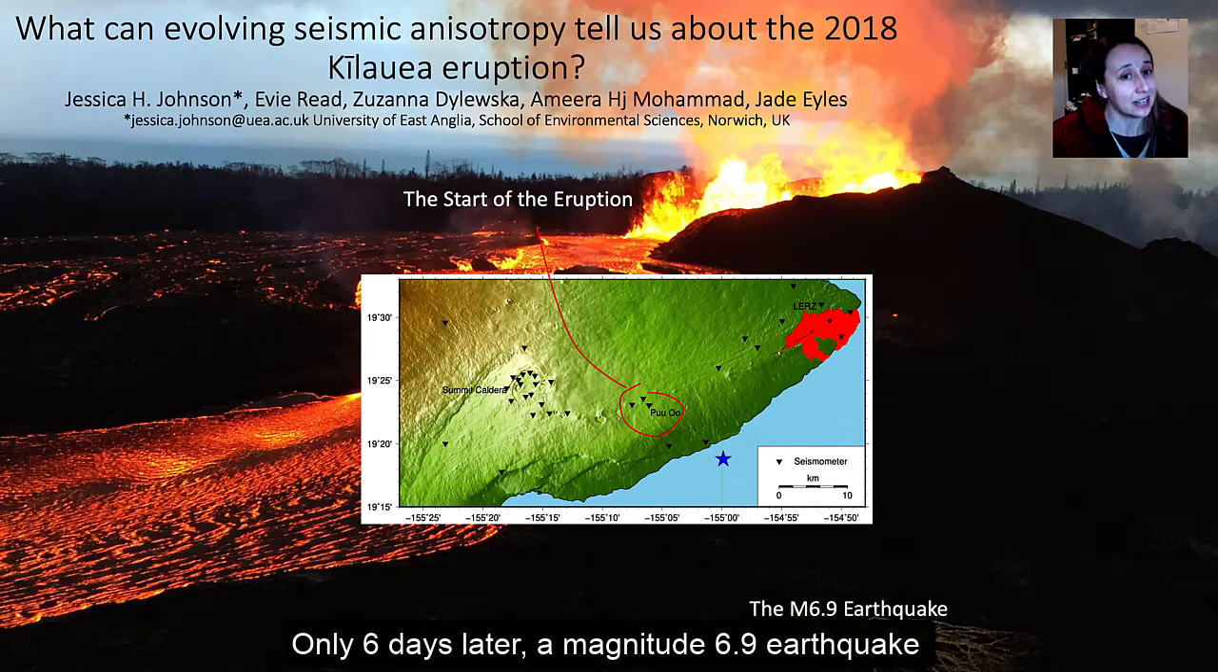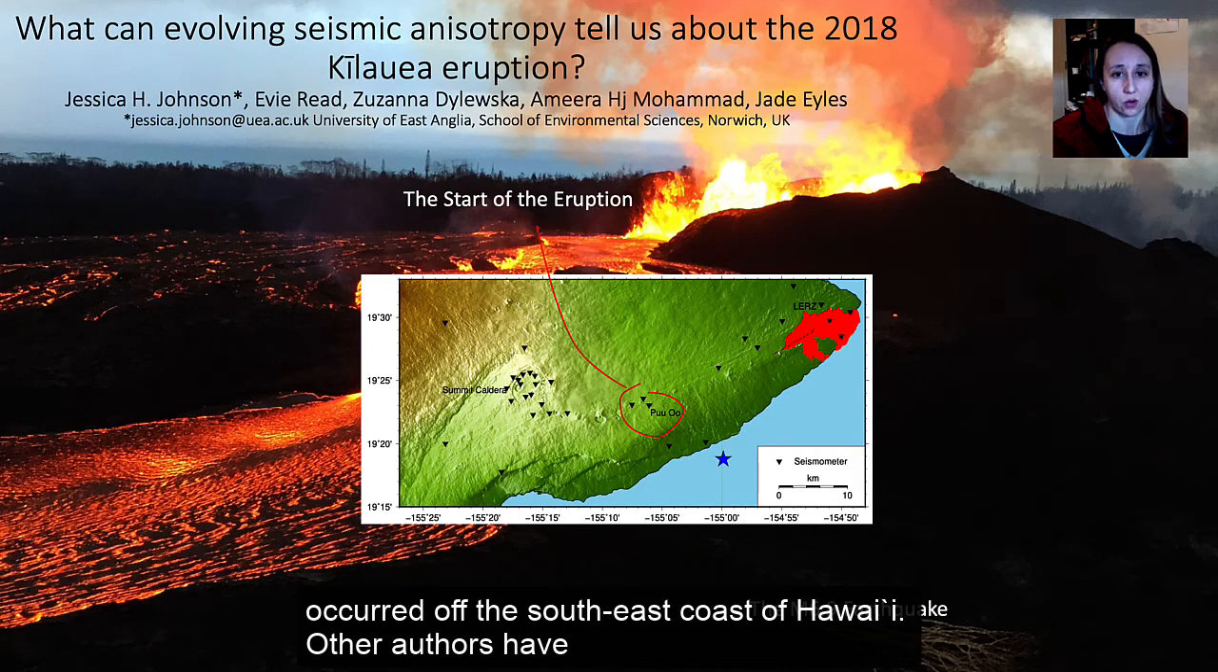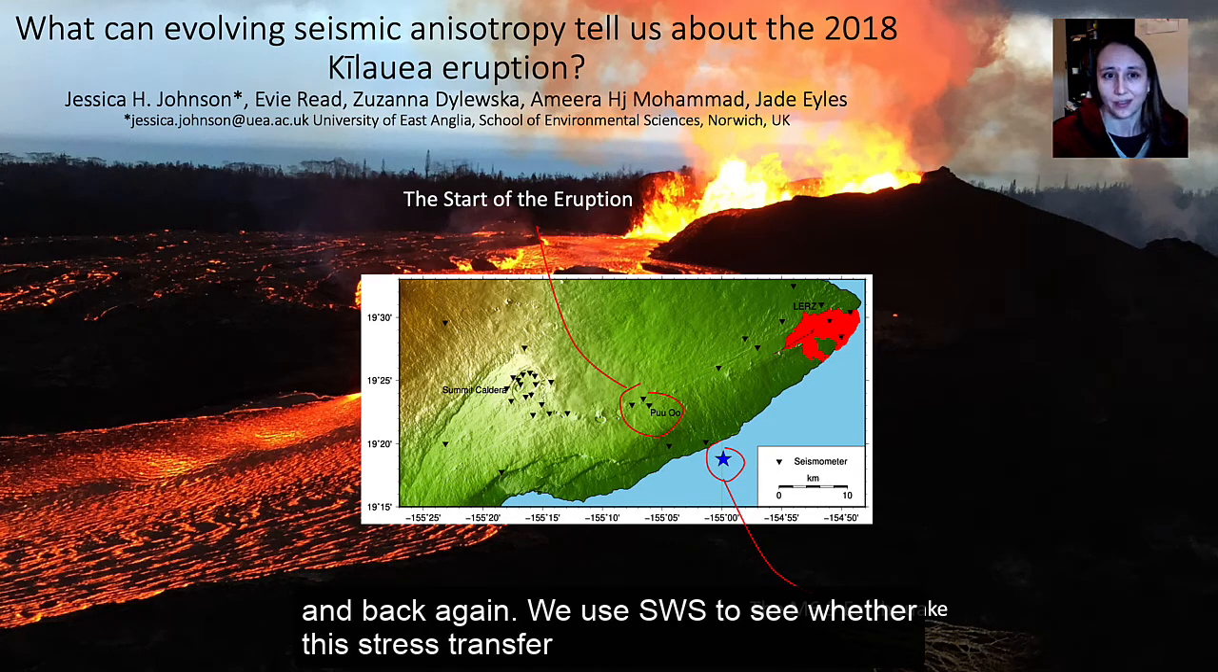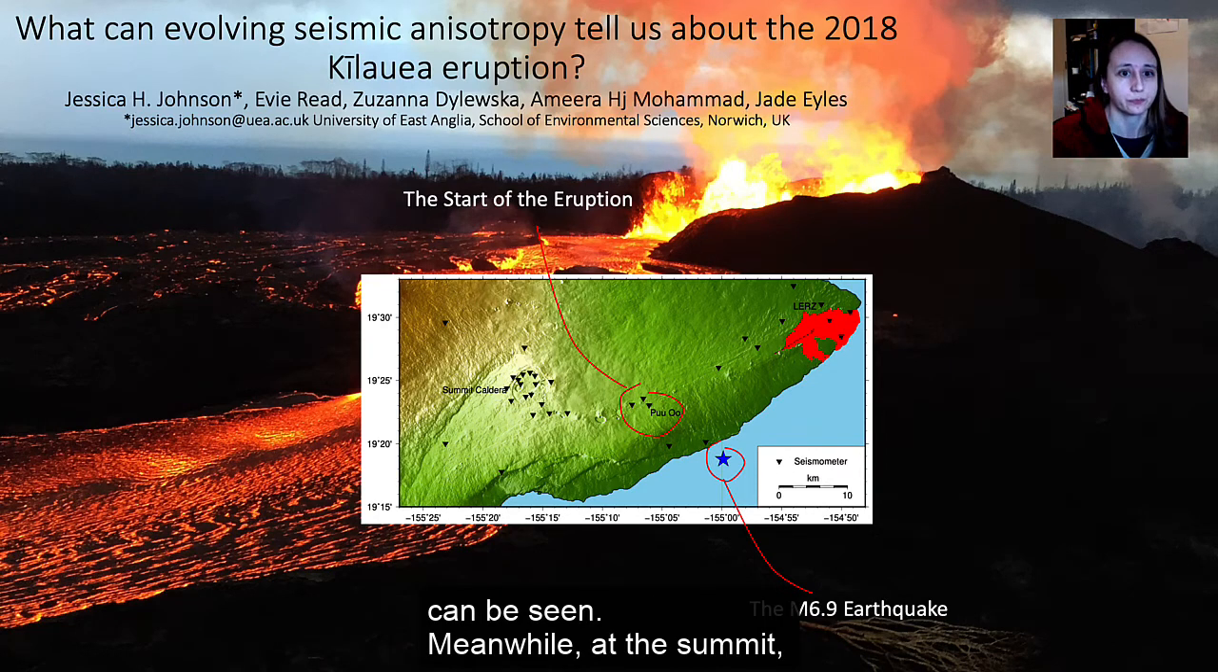Only 6 days later, a magnitude 6.9 earthquake occurred off the southeast coast of Hawaii. Other authors have modelled stress transfer between the intrusion and the décollement, and back again. So we use shear wave splitting to see whether this stress transfer can be seen.